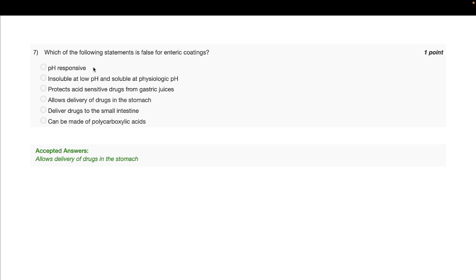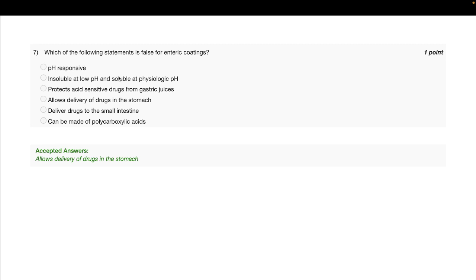So if you look at the options, first is pH responsive. Enteric coatings are pH responsive. We have to look for something that is false about enteric coatings. Second option was insoluble at low pH and soluble at physiologic pH, which is also right. At low pH, since it's protonated, COOH, it will not dissolve. At higher pH, since it is COO minus, it will be more soluble. So that's also a correct option if the question was what is true about enteric coatings.